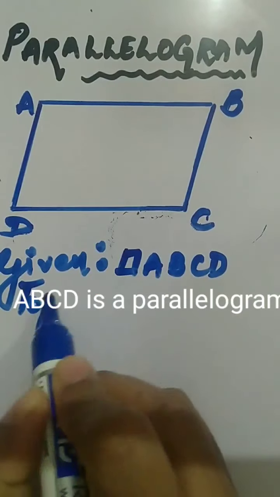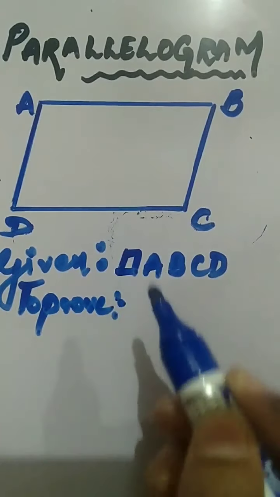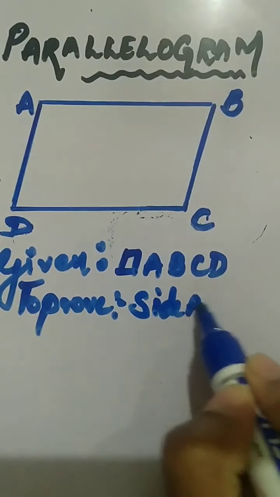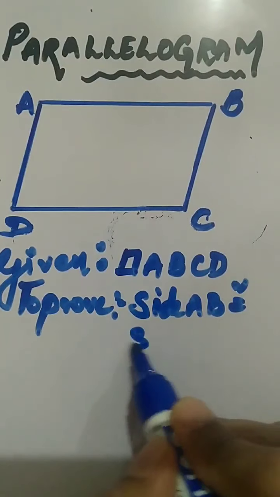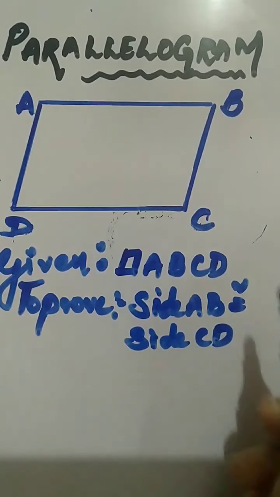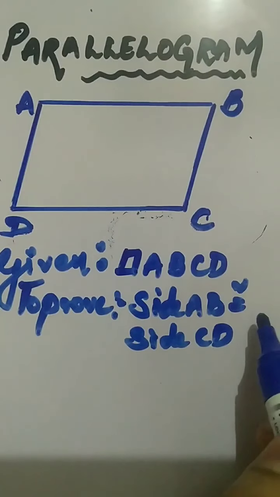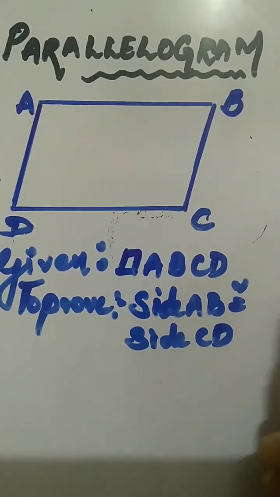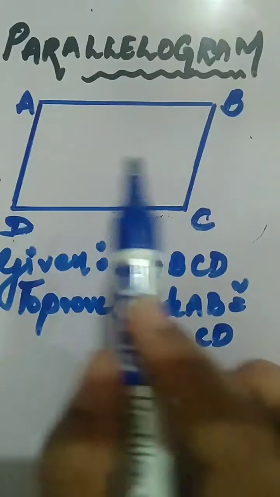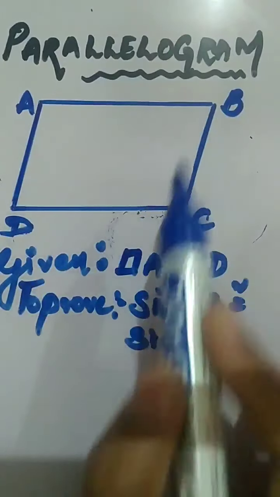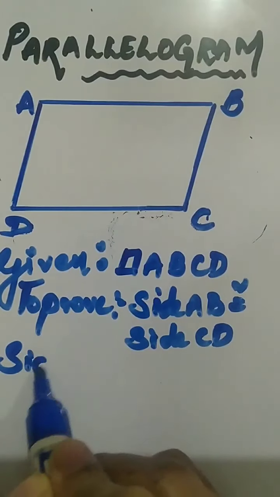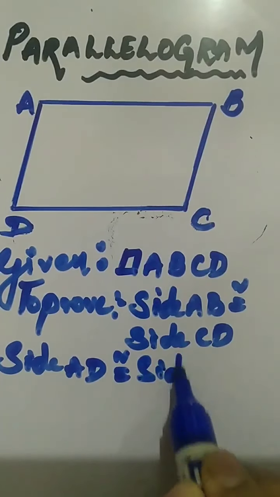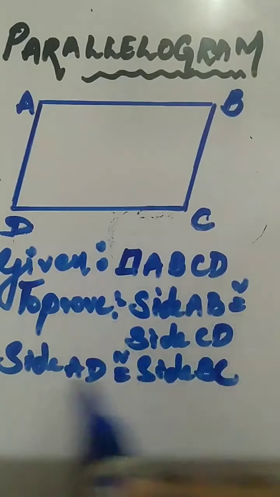To prove: opposite sides are congruent and opposite angles are congruent. So, to prove side AB congruent to side DC or CD, you continue. I don't have space here. That's why I am writing it this way. Okay, you continue. Side AB congruent to side CD. And the next pair of opposite sides is side AD congruent to side BC. So that I can adjust, side AD congruent to side BC. All these are the things that we have to prove.